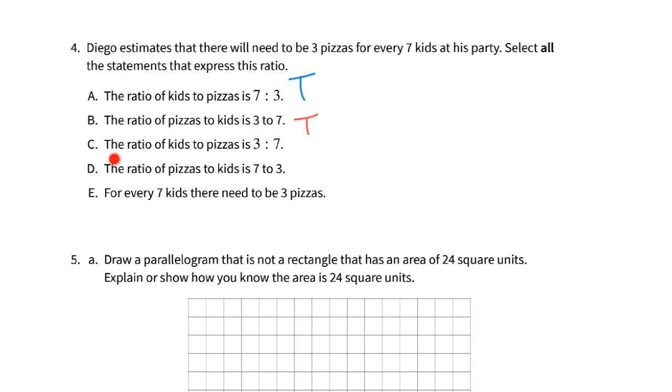Let's see. The ratio of kids to pizzas is 3-7. 7 kids, 3 pizzas. So kids to pizzas is not 3-7. It's actually 7-3. So that is false. All right, I'm going to squeeze this in here. The ratio of pizzas to kids is 7-3. Pizzas to kids is not 7-3. It's actually 3-7. So that is false.